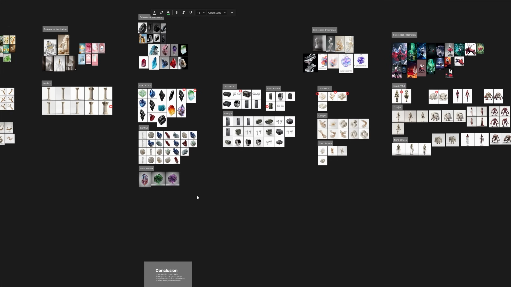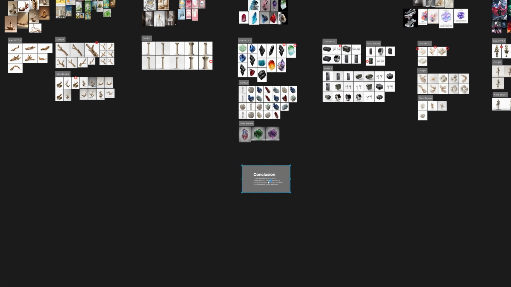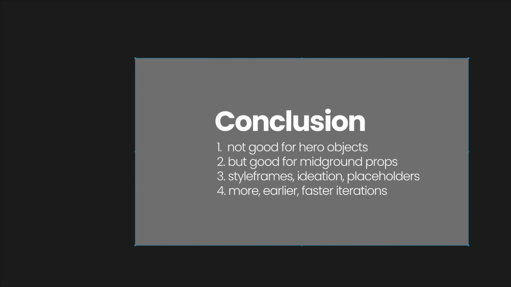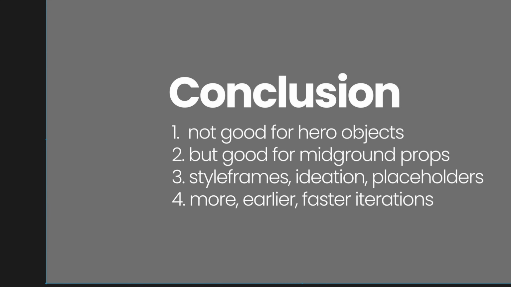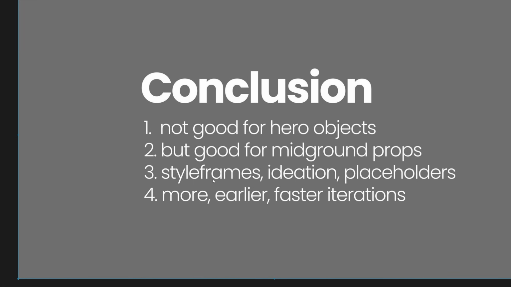So I think that it is clear that you can definitely use those assets in your scene. I would not use it for your hero product. This is still where we need a qualified, trained modeler to just build the hero object, what is really important in your shot. But I think that possibly these asset generators could be already good enough for the midground props, for the surrounding elements, for stuff like that. It will be especially useful for style frames, ideation, and for placeholders.